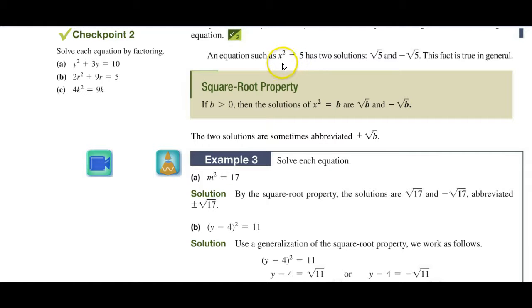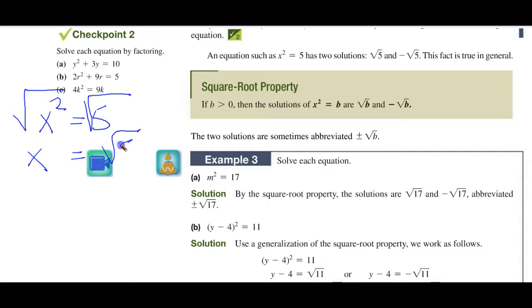Now, another one that we're going to take a look at is this one. And I'll set it up here for you. x squared equals 5. Now in a previous chapter or section, we looked at this and we said to get what x is, we could take the square root of this. So that would be x. But what you do to one side, you have to do to the other. And here you would get the square root of 5.